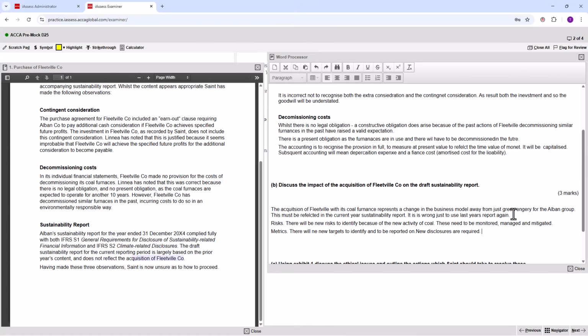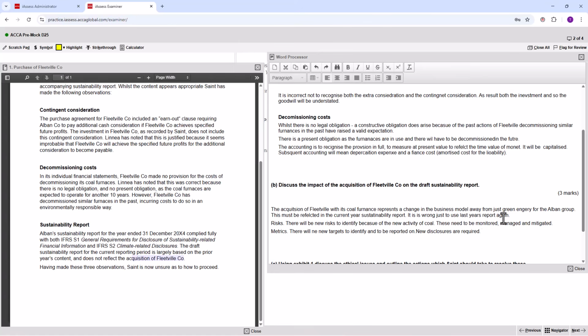For 3 marks, I'm happy that we're saying 3 things. We're discussing the impact of the acquisition of Fleetville on the draft sustainability report. The sustainability report in its current form is not fit for purpose. How can we make it fit for purpose? How can we discuss it? How can we make it better? I definitely think the risks and the metrics are the 2 things that I'm highlighting on.